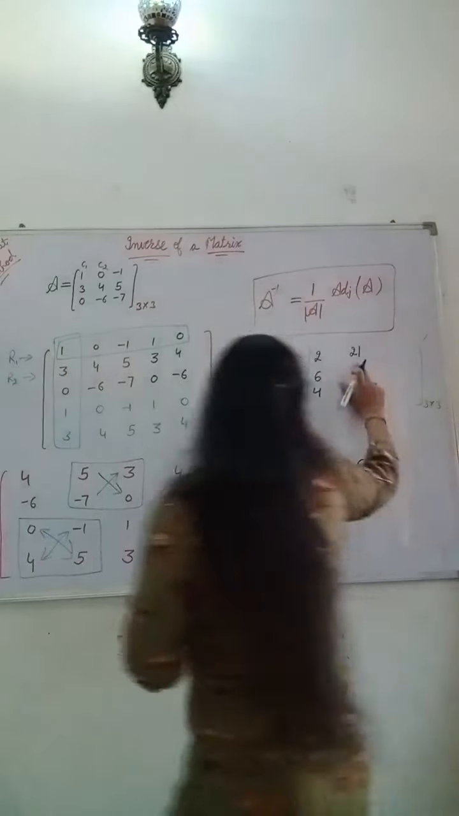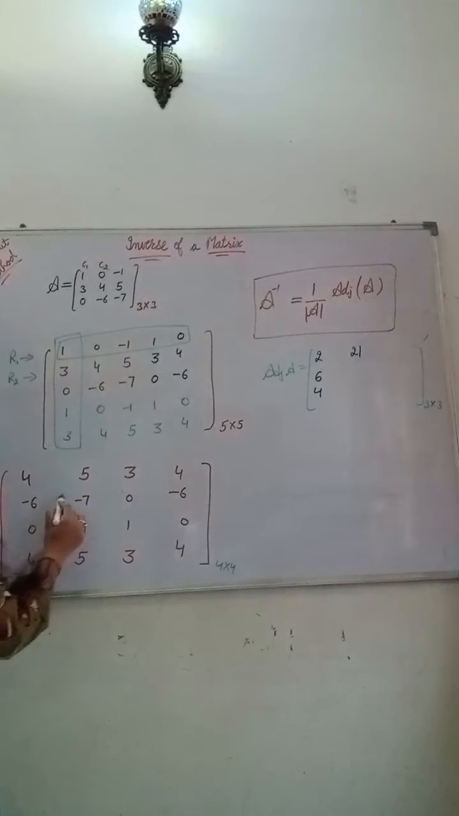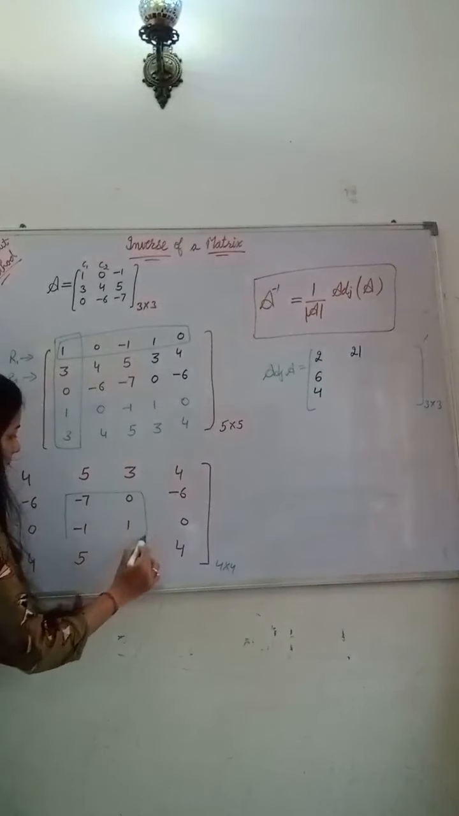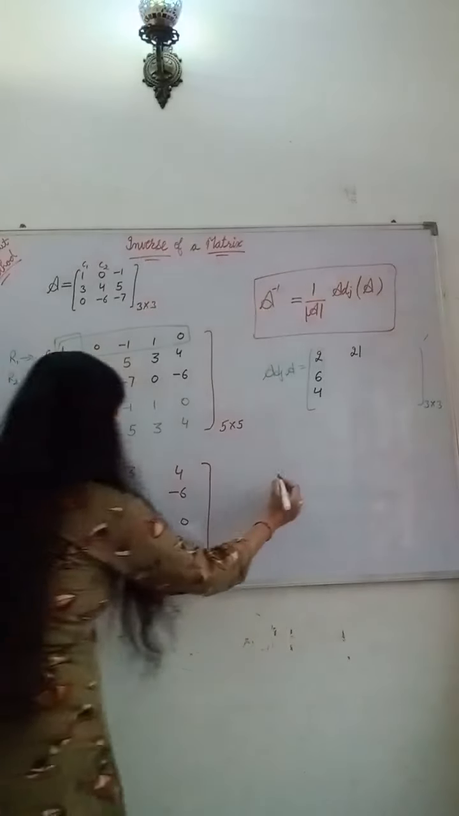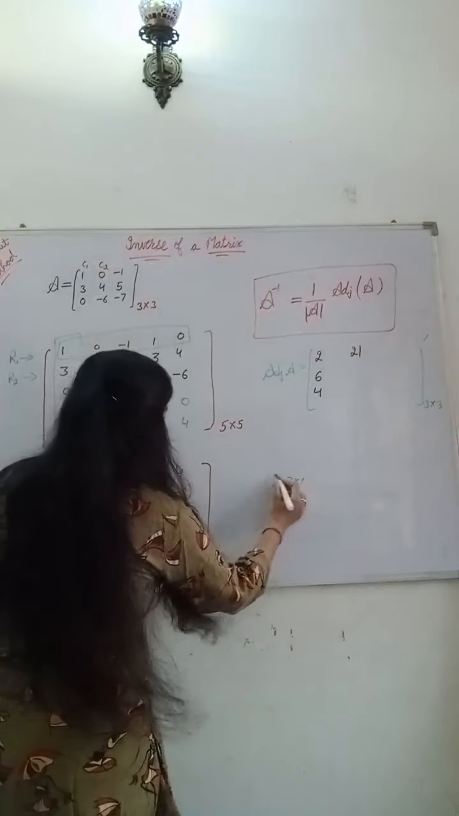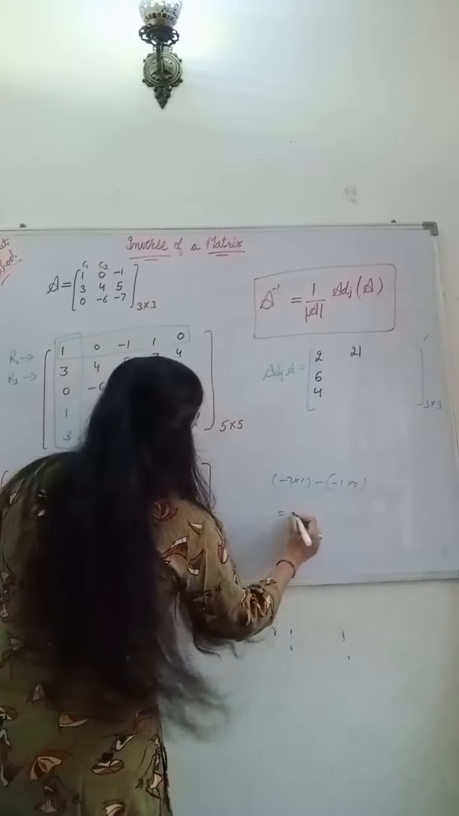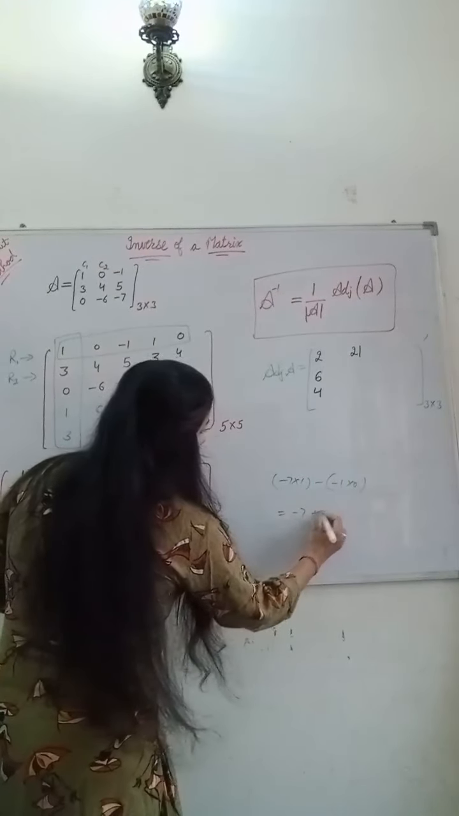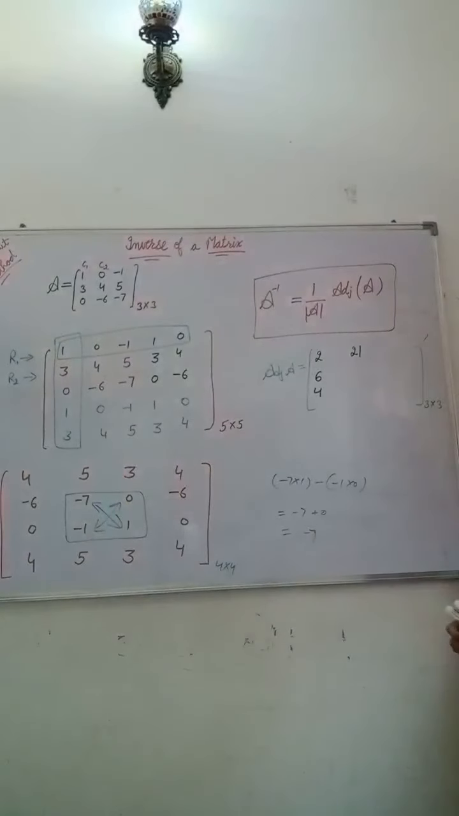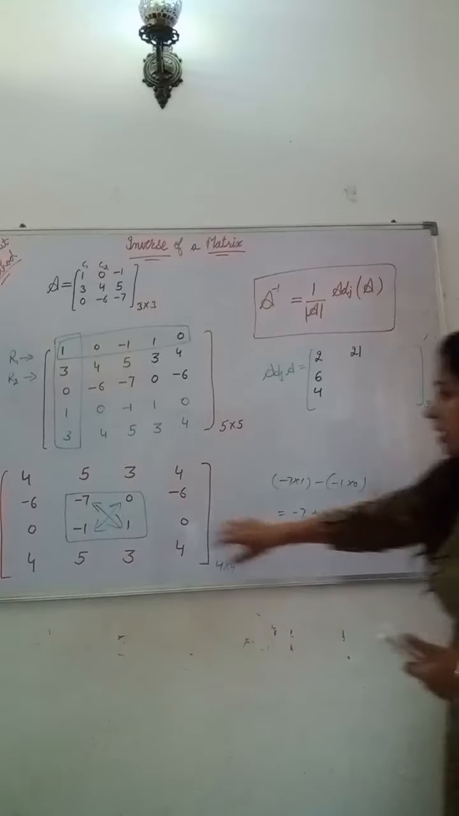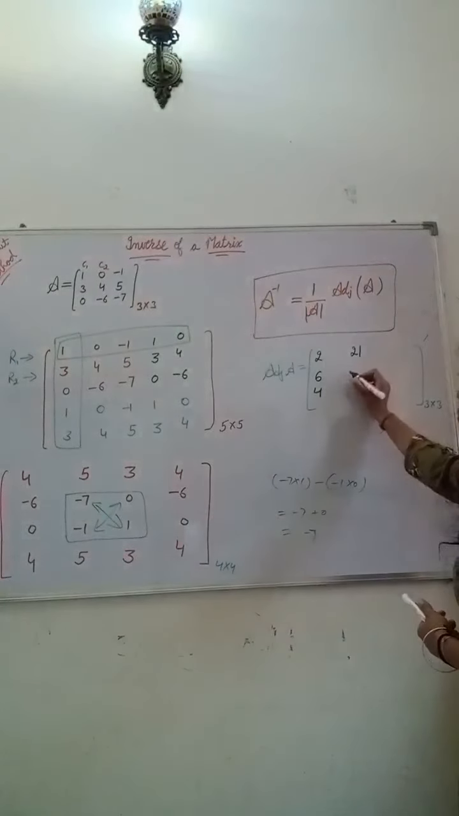Now 4 elements and do their cross multiplication. It gives me minus 7 into 1, subtraction sign, minus 1 into 0, that is minus 7 minus minus plus 0, that is minus 7. So here you can see from this cross multiplication I will get minus 7. So put here minus 7.